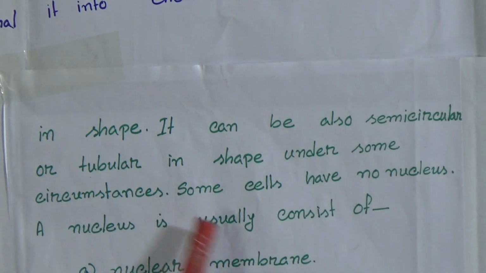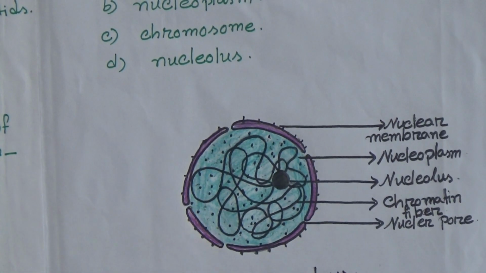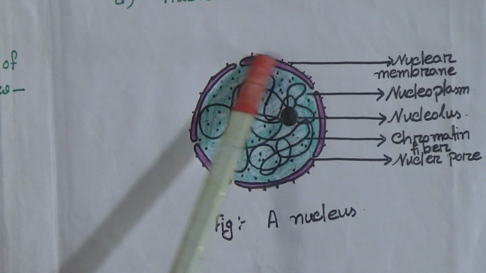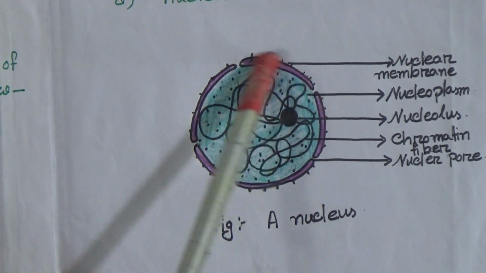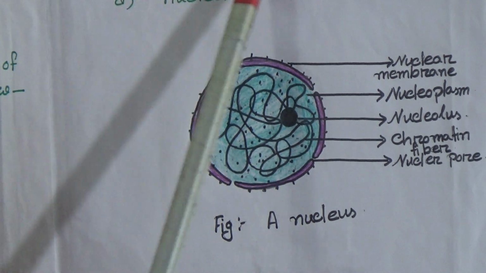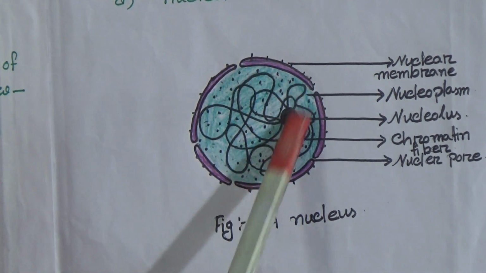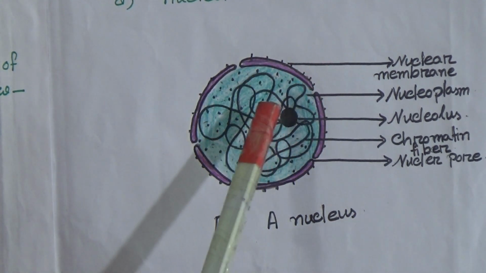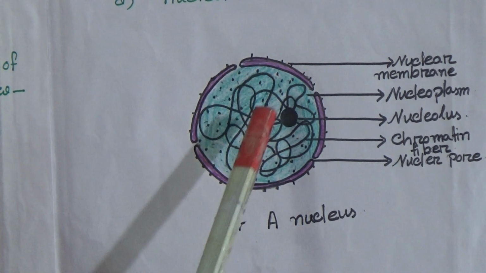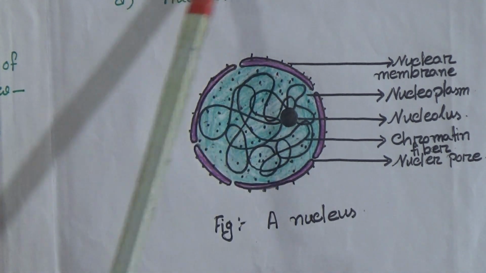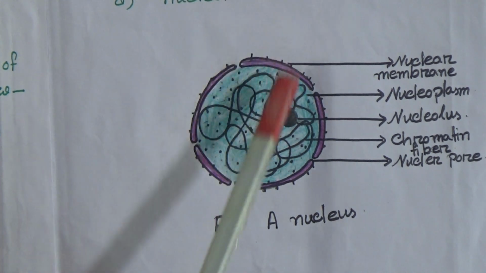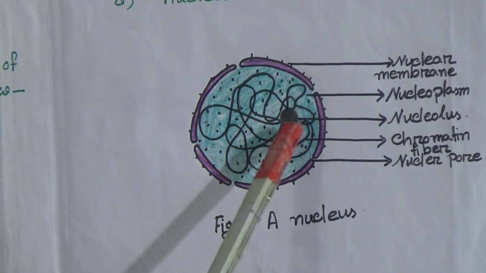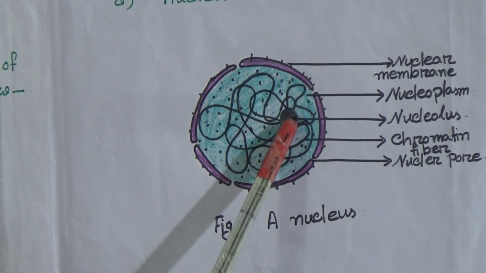A nucleus usually consists of the nuclear membrane. Here is a picture of a nucleus and you can see this is called the nuclear membrane. The outer layer of the nucleus is called the nuclear membrane. Nucleoplasm: the liquid inside of the nuclear membrane is called nucleoplasm. Chromosome: the fiber-like things inside of the nucleus are called chromosomes, and nucleolus: the very thick, small teeny thing inside of the nucleus is called the nucleolus.